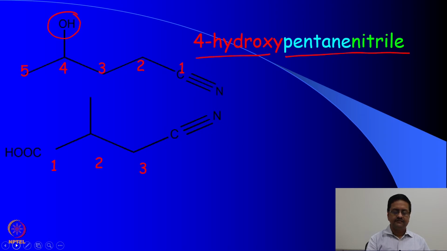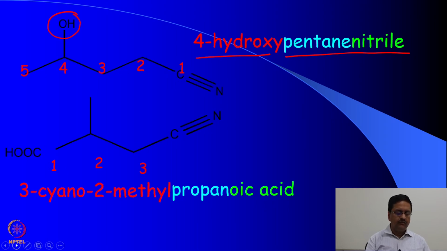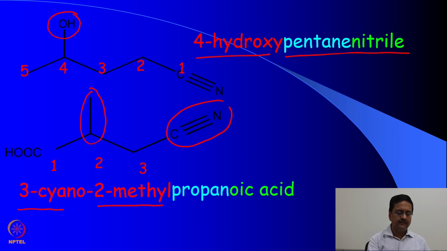In the second case, we write these numbers as 1, 2 and 3 and do not count that fourth one, and write it as propanoic acid, that is the beginning, and then we have a methyl substitution at 2 position and cyano substitution at 3 position. So, we write the total name as 3-cyano 2-methyl propanoic acid.